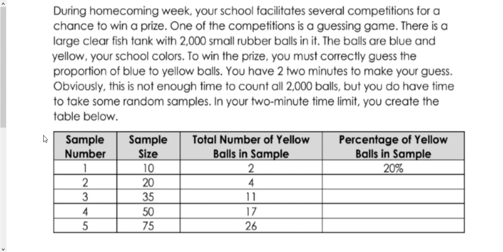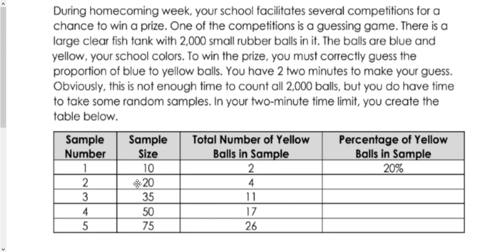All right, and the last question, or again, they might be in different orders. So during homecoming week, your school facilitates several competitions for a chance to win a prize. One of the competitions is a guessing game. There is a large clear fish tank with 2,000 small rubber balls in it. The balls are blue and yellow, your school colors. Imagine that. To win the prize, you must correctly guess the proportion of blue to yellow balls. You have 2 minutes to make your guess. Obviously, this is not enough time for you to count all 2,000 balls, but you do have time to take some random samples. In your 2-minute time limit, you create the table below.